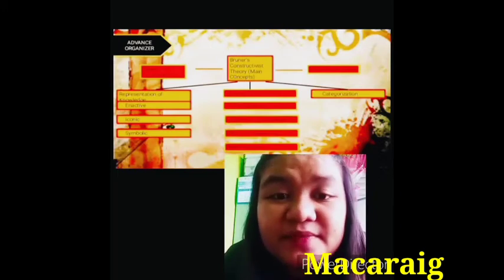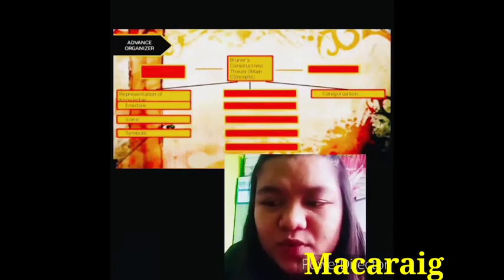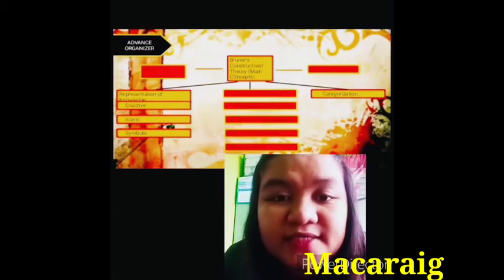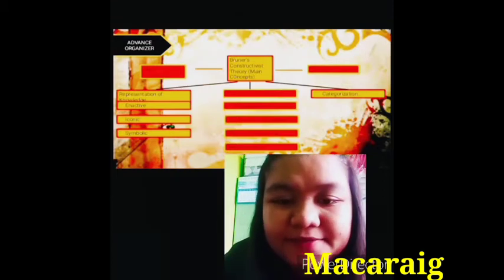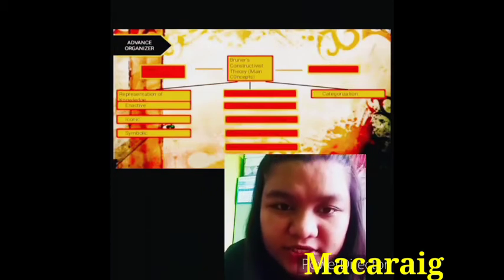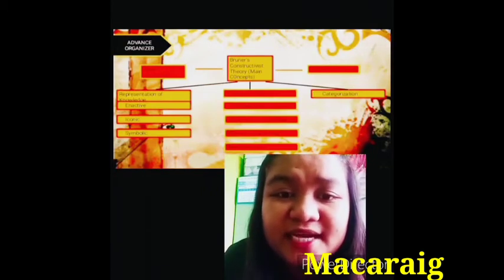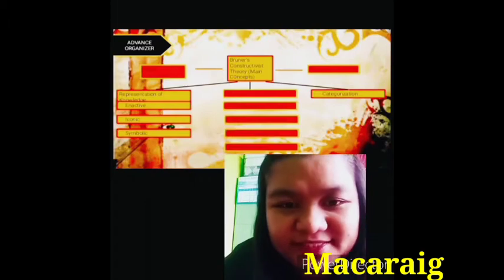Third is effective sequencing. No one sequence will fit every learner. And the fourth one is the reinforcement. Reinforcement is rewards and punishment. Last is the categorization. Categorization is to categorize the information.